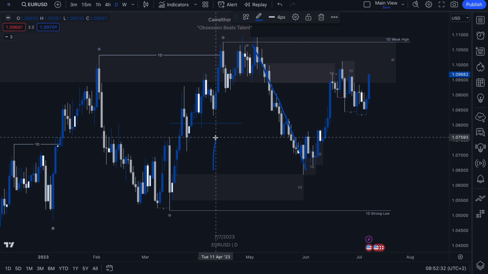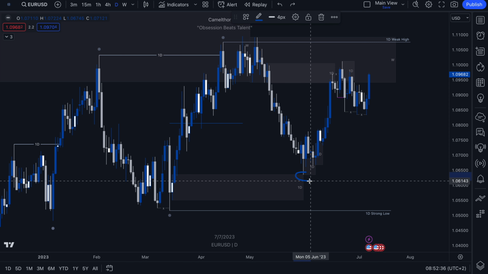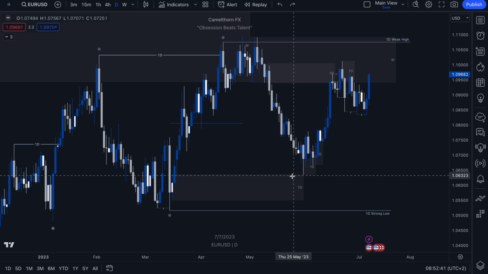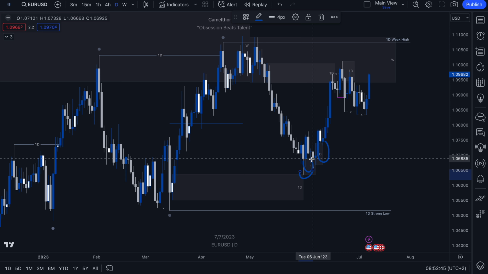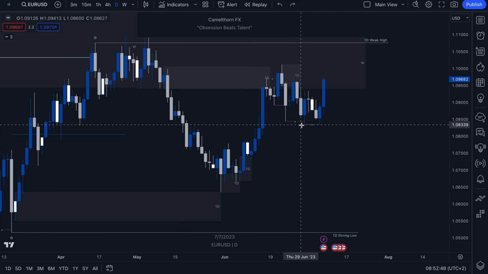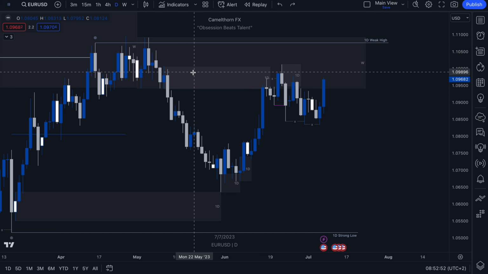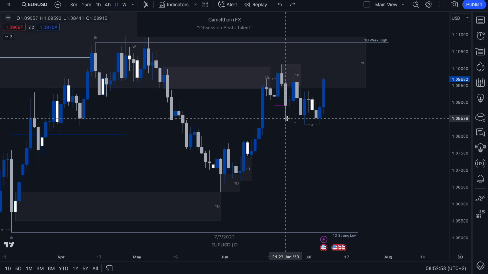We had the pullback into discount of our daily range. We had a very slight tap and mitigation of this inside bar demand zone in here. Price action was then forming a bit of a demand chain from this point, pushing price higher. It obviously then came in to interact with this weekly supply in here, which we can see also had a couple of daily supply zones in there that price action interacted with.